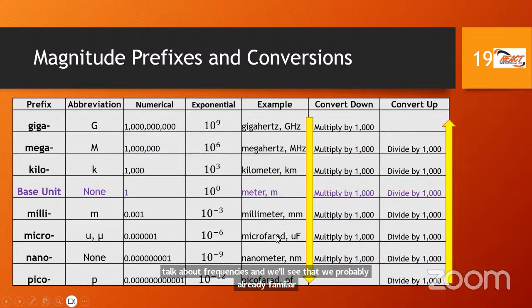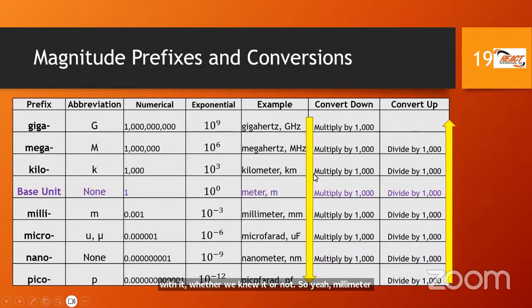So you have millimeter, microfarad, nanometer, picofarad, right? So we have a little table here that we'll be using, that if you want to go from one unit to another, how do you do that? If you're going down, you have to multiply by 1,000. And if you're going up, you have to divide by 1,000. So this is what this table is intended for. Again, we'll fix the little error that we have seen here on this table for our next class.